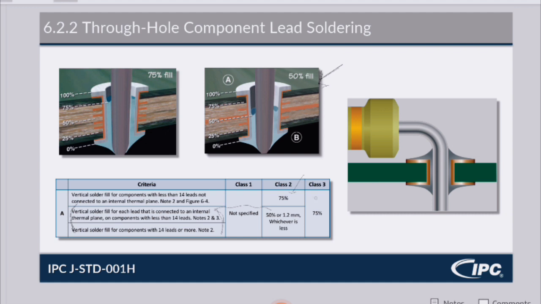This tends to confuse people, so you may see something like this on the test. If you do, you can ask for help. For class 3, however, it's 75% across the board, no matter how many pins it's got, no matter if there's an internal plane, whatever. Like this right here, this is supposed to be the internal thermal plane through the board, that's why this one's 50%.